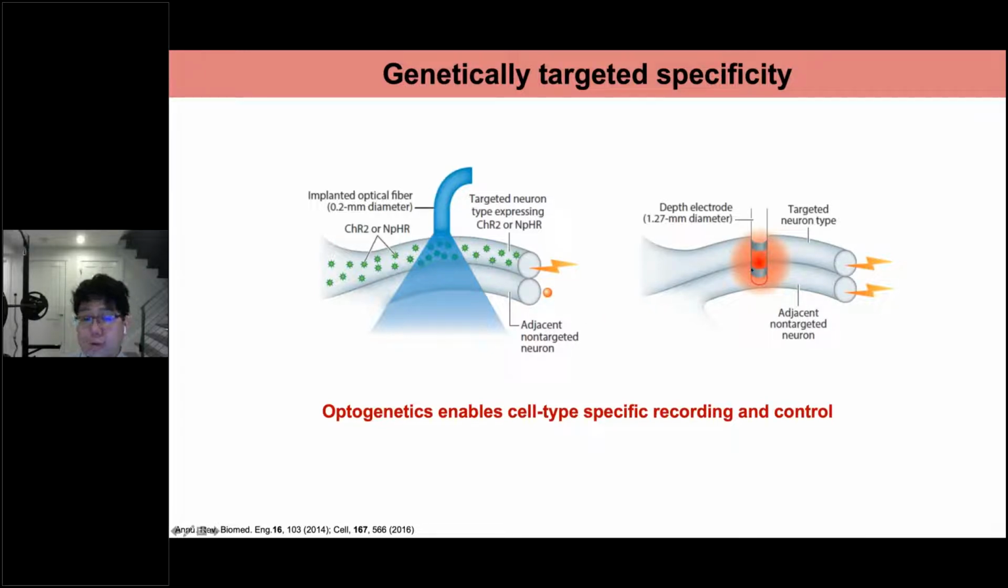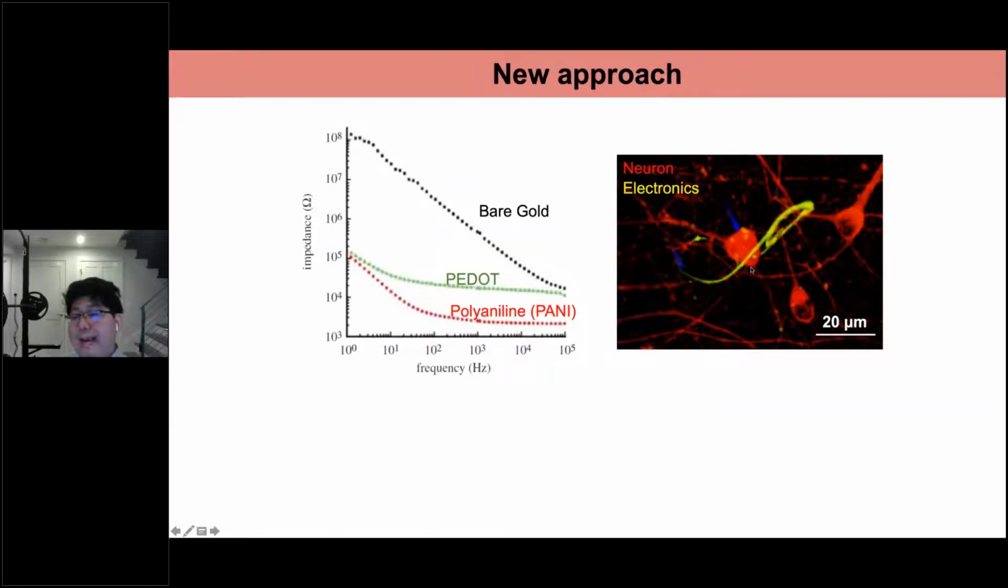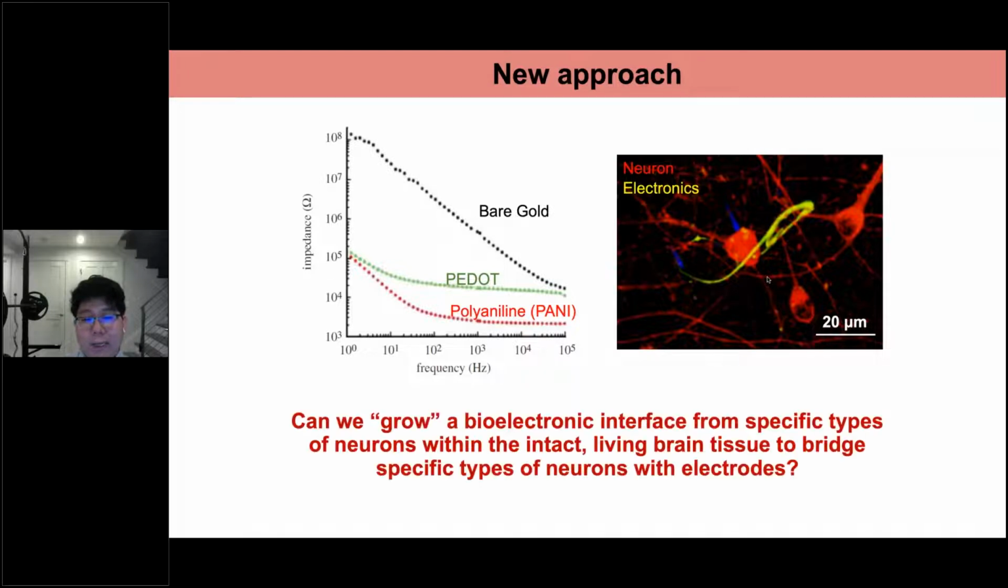However, for electrical recording, there is no such interface that has been built. But meanwhile, we know that there are conducting polymers, which can substantially reduce the interfacial impedance between the implanted electronics and the tissue network. And we also have this very clean mesh electronics and tissue interface. So we think, can we also grow a layer of bioelectronic interface from this specific type of neuron within the intact 3D brain tissue to bridge the specific type of neuron with the electrode?